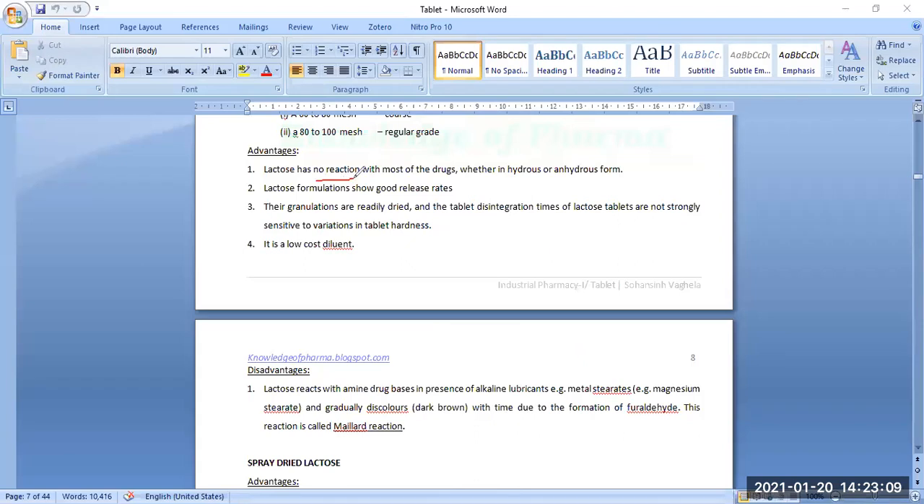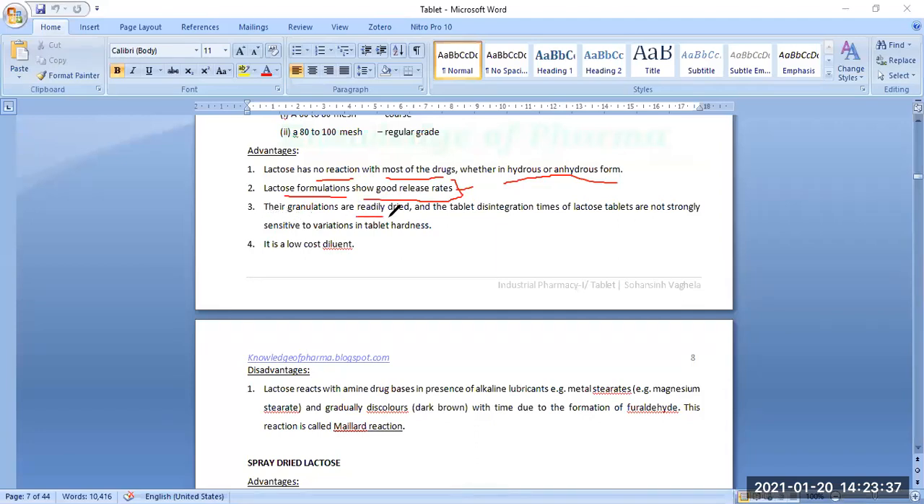Lactose has no reaction. देखो कोई किसी के साथ रिएक्शन प्रोड्यूस नहीं करता है. Yes, there is some rare issue, but generally it does not produce any reaction with most drugs, whether in hydrous or anhydrous form. Also, lactose formulation shows a good release rate compared to one that does not bind with the drug and does not form a complex structure on the outer side of the tablet. So, good release rate of drug.